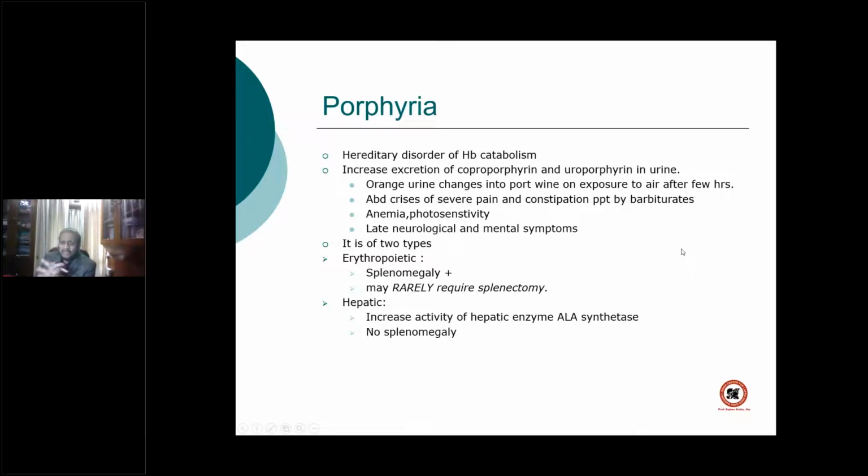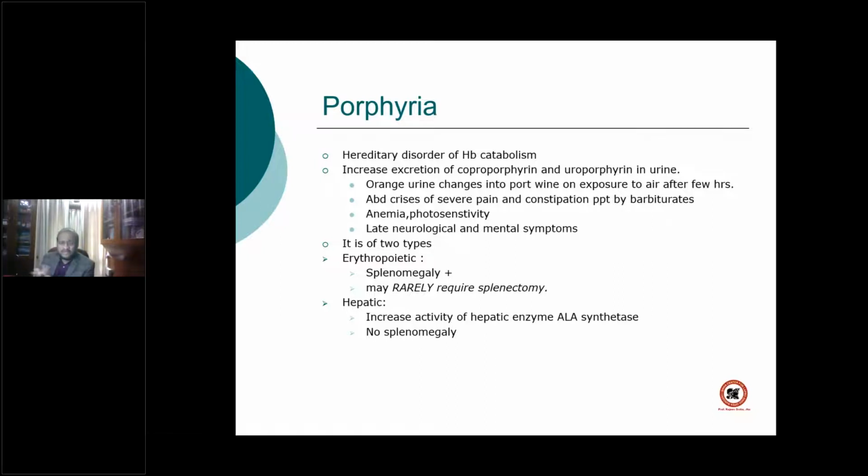When you first of all pass urine, it is orange. You leave it in contact with the air for about 1 to 2 hours, and it becomes what? It becomes port wine. That's why the typical feature of porphyria is a port wine urine on standing in contact with air for 1 to 2 hours. Abdominal crisis of severe pain, constipation, precipitated by barbiturates is a very, very characteristic feature in young children or young females, which often tends to get missed out.